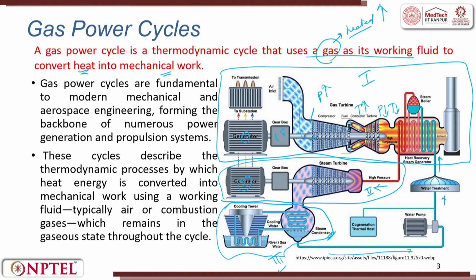The second system is a small version of the large system. Okay. So, the gas power cycles are fundamental to modern mechanical and aerospace industry, forming a backbone of numerous power generation and propulsion systems. So, in aerospace, we always use gas power cycles.